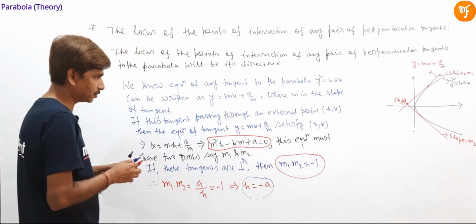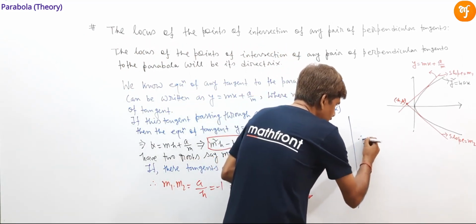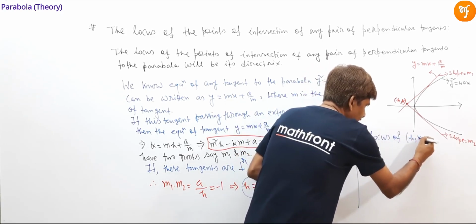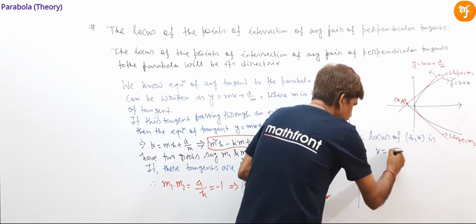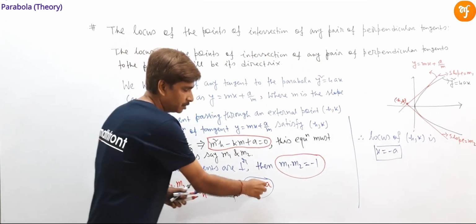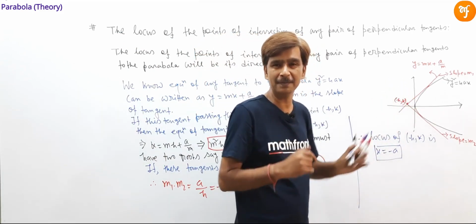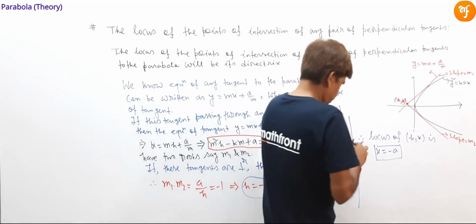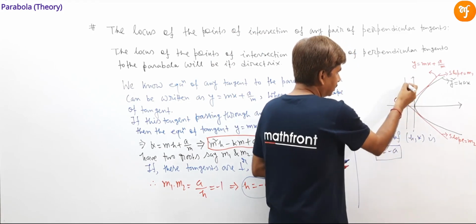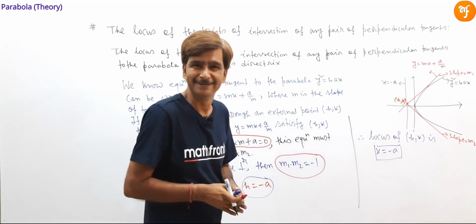So we can write in this way, therefore locus of h comma k is x is equal to minus a. And this x is equal to minus a is nothing but the directrix of the parabola. Look, I am drawing the directrix. So this is the directrix of the parabola, and we all know the equation of the directrix is x is equal to minus a. Is it not?